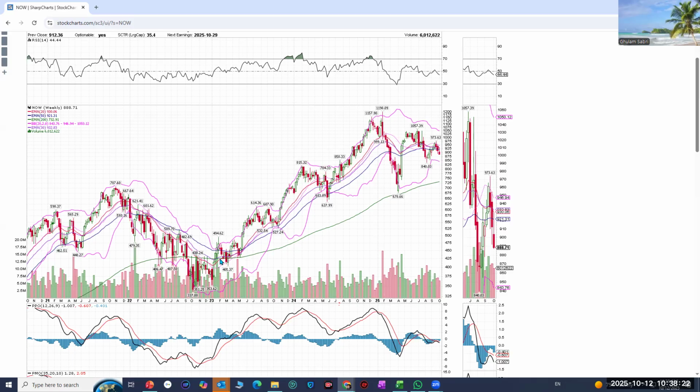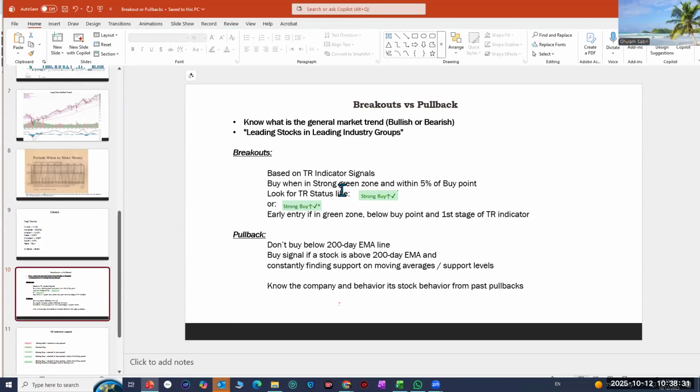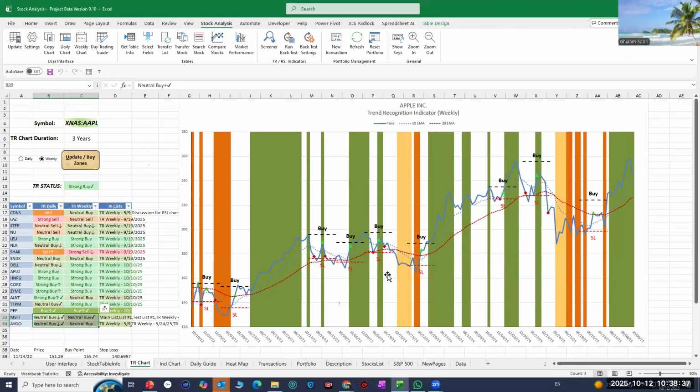Now, what would happen to the TR chart? The TR chart will obviously be negative and red during this zone. No questions about it. But the TR chart works best on breakouts, when you have something like the strong green zone. Those green zones will not appear below this red line, which is the 200-day line, or in terms of weeks, the 30 EMA line. The green zones will not appear. Simple as that. That's not how the TR chart works.